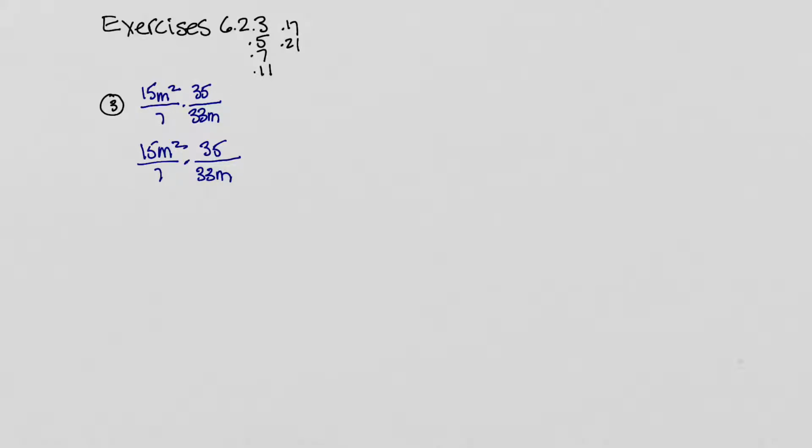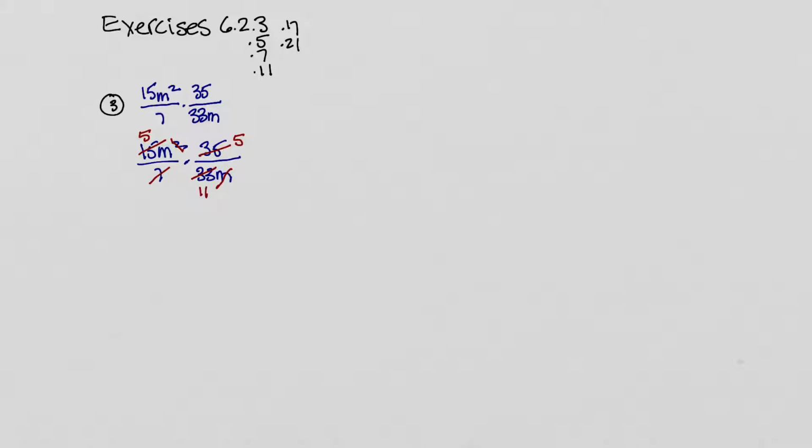So first of all, I can see that 7 will go into 35 5 times, and then this m down here, and I've got 2 m's up here, so this 1 m here will cancel with one of those. And now let's take a look at this 15 and the 33. Both of those are divisible by 3, so let's make that division. So 3 will go into 15 5 times, 3 will go into 33 11 times.